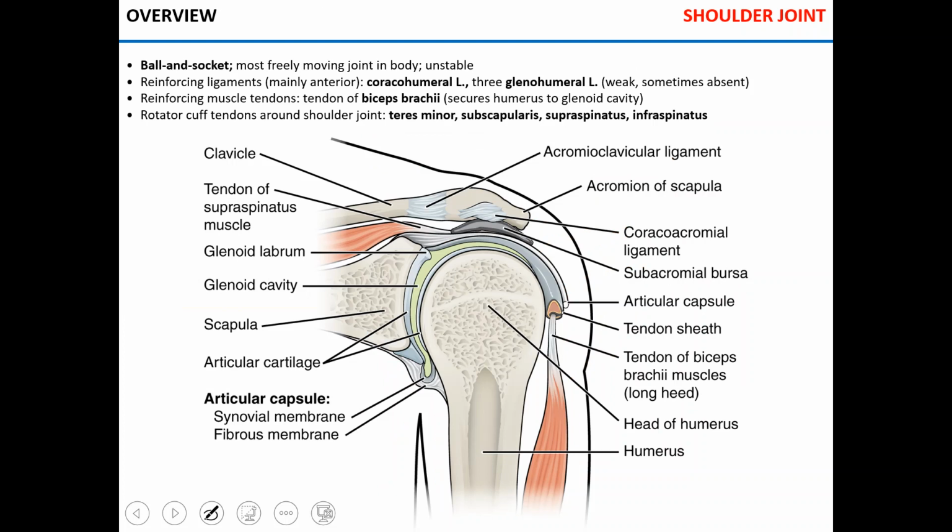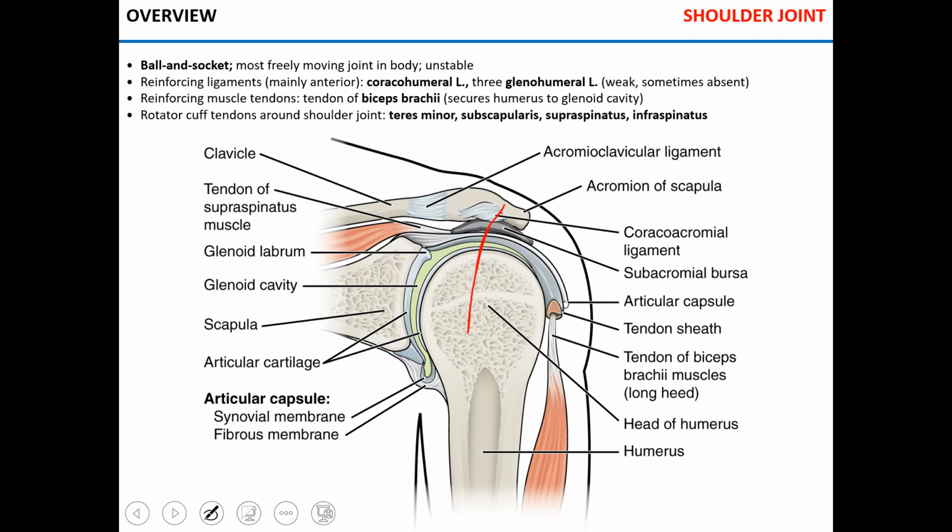Shoulder joint. The type is ball and socket. Most freely moving joint in the human body, but the stability is sacrificed. There are some reinforcing ligaments, some of them are absent sometimes. So the coracohumeral ligament, it's not shown on the picture, is basically a ligament that connects the coracoid process of the scapula to the humerus. Glenohumeral ligaments form a joint cavity, but they are often absent.